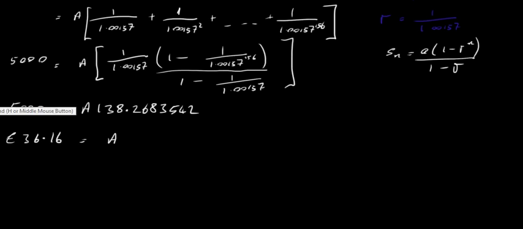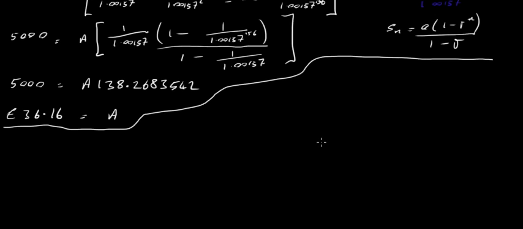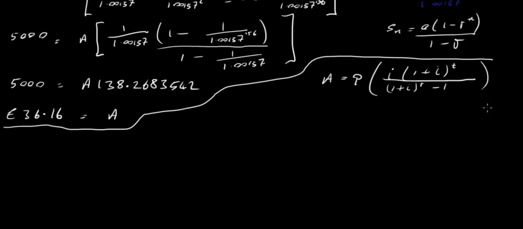Now, as I say, you can do this easy. The easy way of doing it is just use the amortization formula. So just to quickly do that, let's put a line here. The amortization formula again is just A is equal to P times I times 1 plus I to the power of T, all over 1 plus I to the power of T minus 1. So again, if we do everything on the right hand side here, we should end up with 36.16.